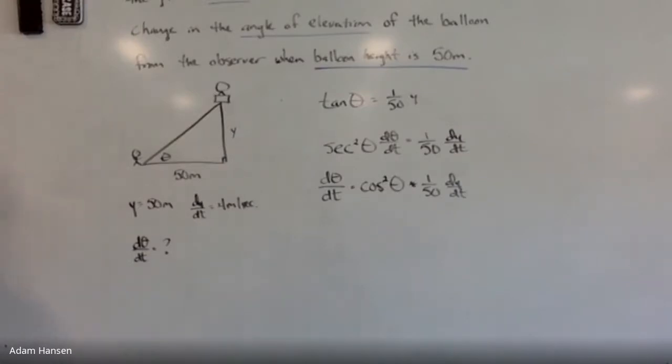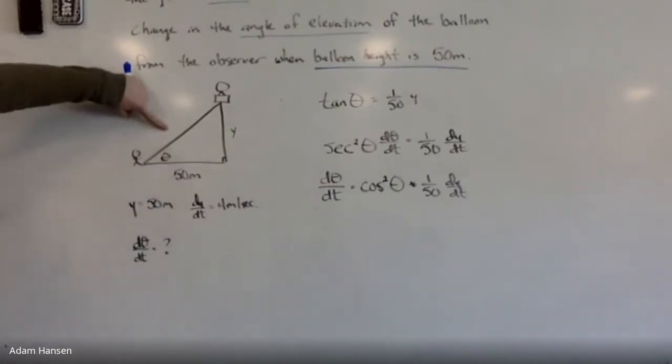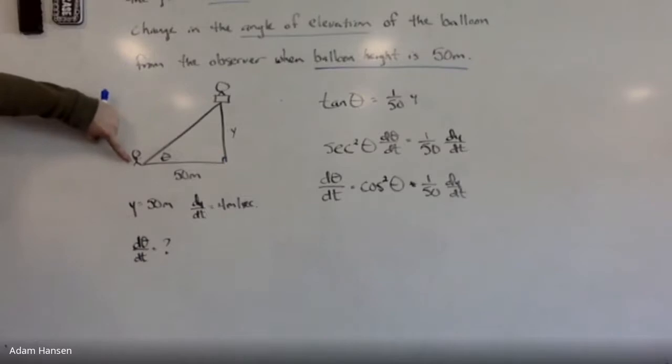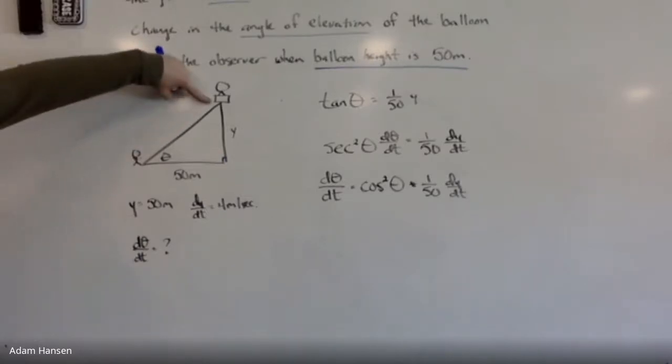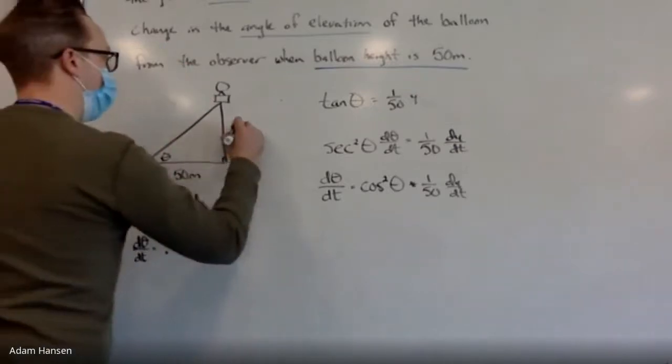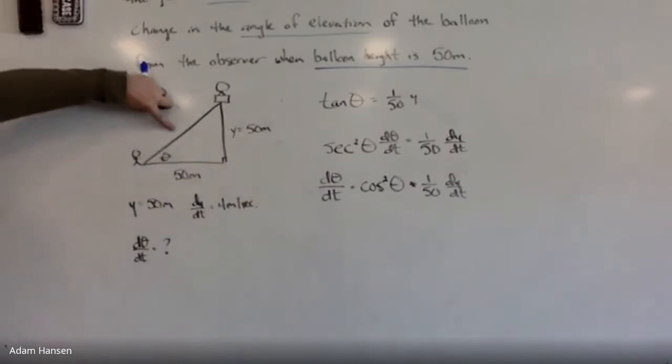Cosine squared theta. Look at the triangle again. I need to know what cosine of theta is. Think back to SOHCAHTOA. What is cosine? Okay, so I know what the adjacent side is. Is that just 50? But how long is the hypotenuse? What's this distance diagonally from the observer up to the balloon? I know that the side y is also 50 meters. How can I figure out what this missing side length is that I need to find my answer?